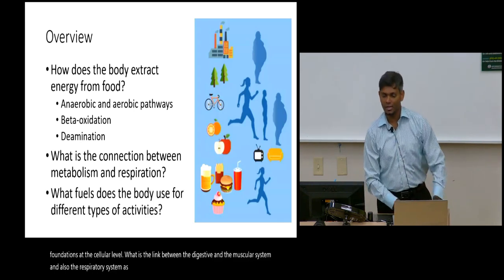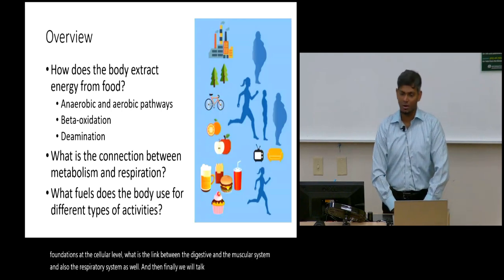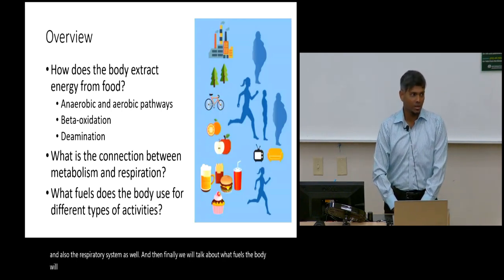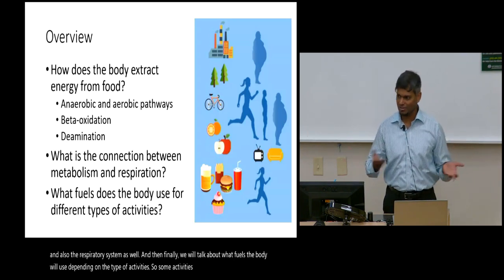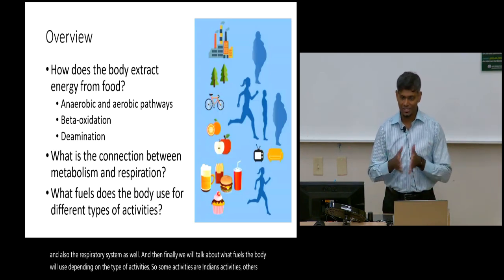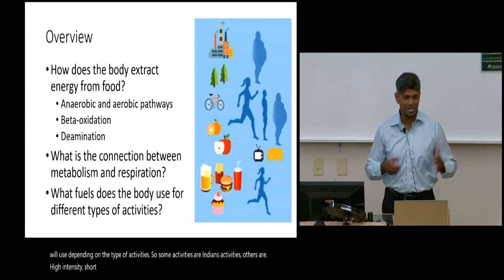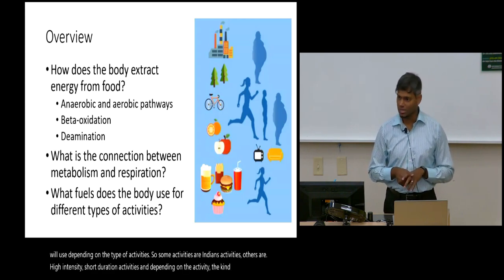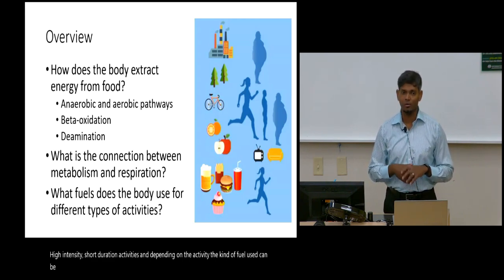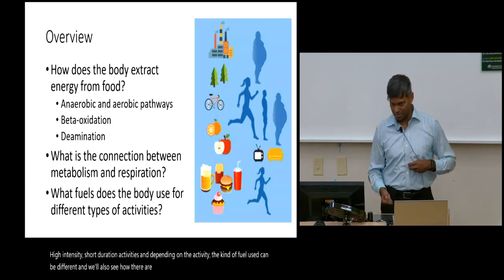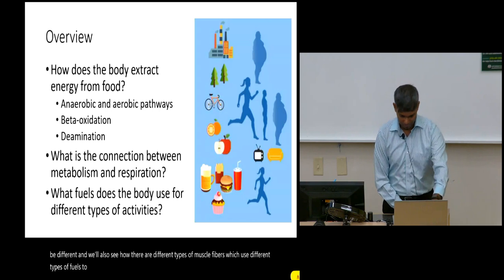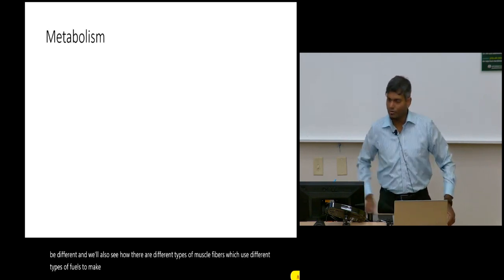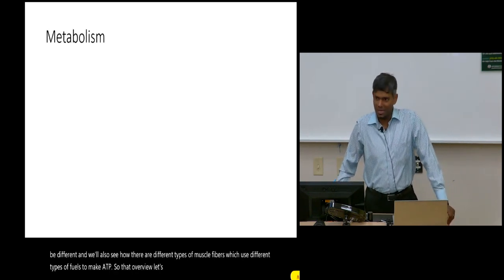And then finally we'll talk about what fuels the body will use depending on the type of activities. Some activities are endurance activities, others are high intensity, short duration activities, and depending on the activity, the kind of fuel used can be different. And we'll also see how there are different types of muscle fibers which use different types of fuels to make ATP. So with that overview, let's talk about what we mean by metabolism.